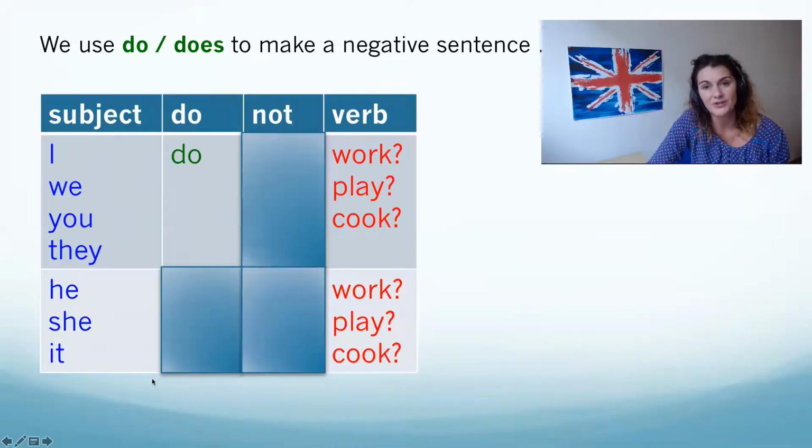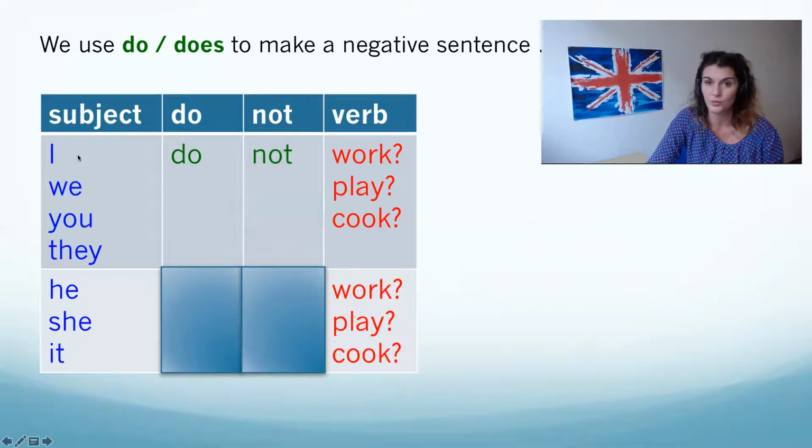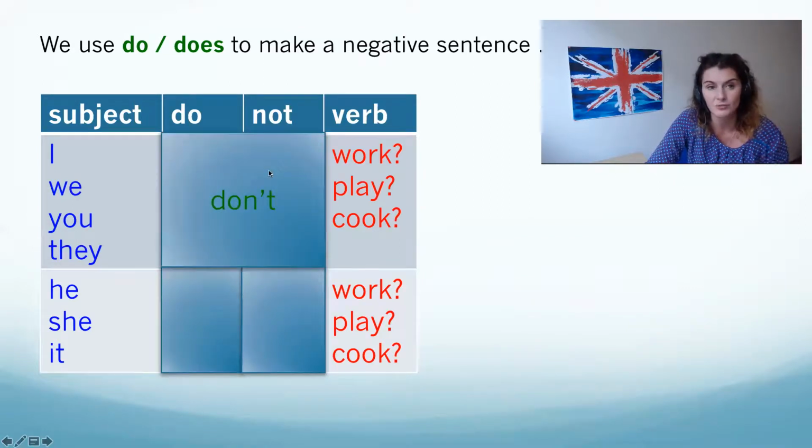We also use the auxiliary verb to do to make negative sentences. For example, I do not work. We do not play. You do not cook. They do not work. But of course, we contract a great deal in English, so do not becomes don't. I don't work. We don't play, you don't cook.